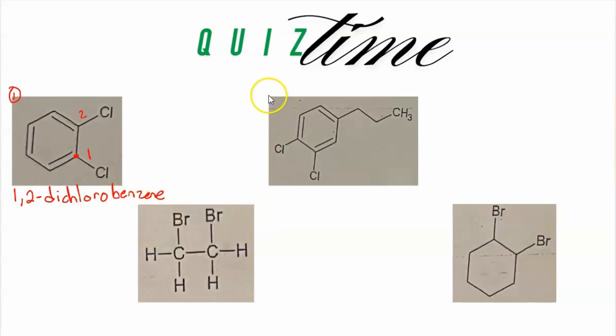How'd you do? Did you get it? Let's try the second one. So on this benzene ring, we have a chlorine, a chlorine, and a propyl group. So we're going to prioritize the chlorine, again, alphabetical order. So we're going to have 1, 2, 3, and 4. So on 1 and 2, we have our chloro, so we have 1,2-dichloro. And then we have a propyl group, so 4-propyl. And benzene.